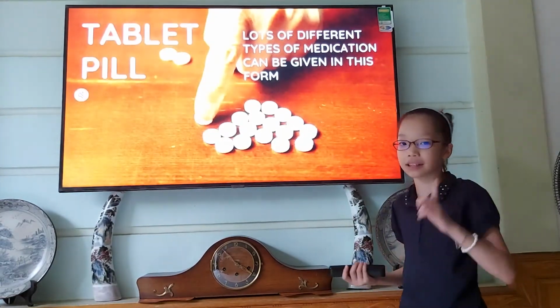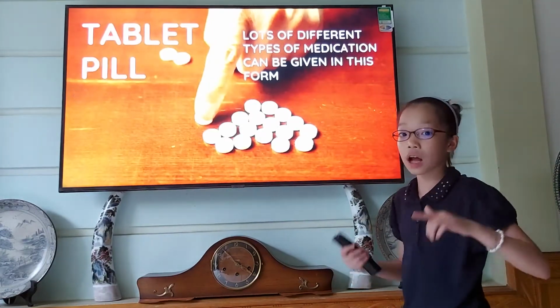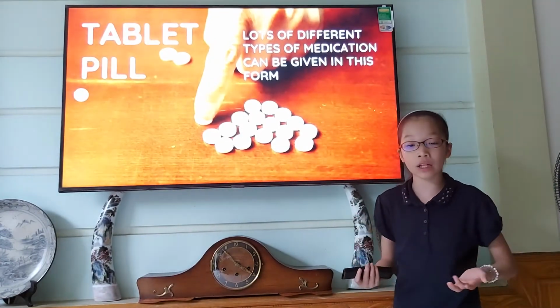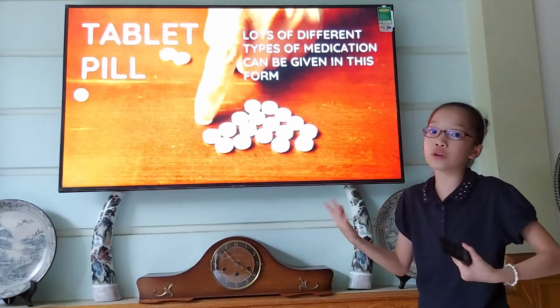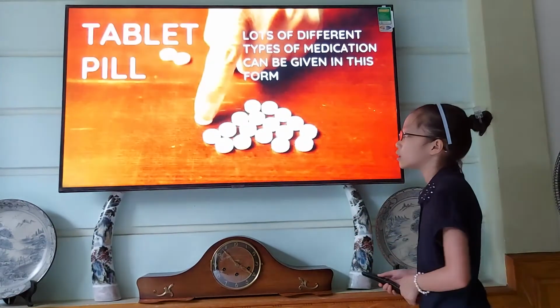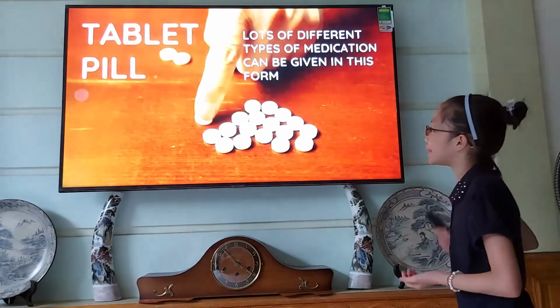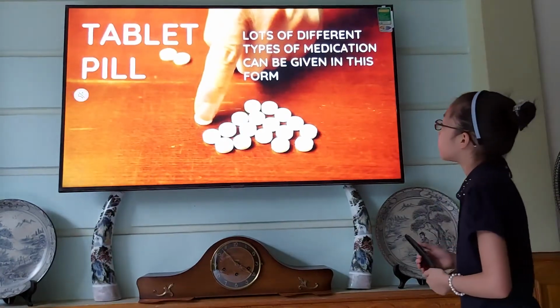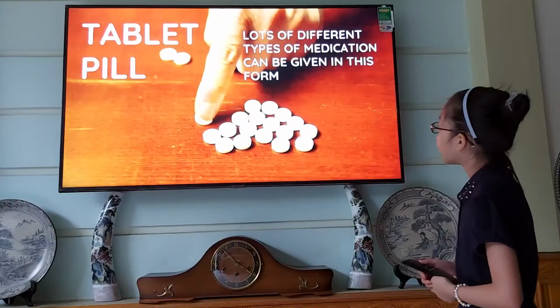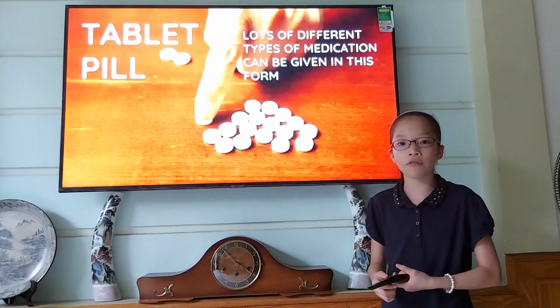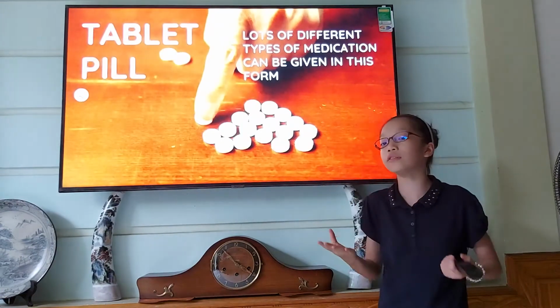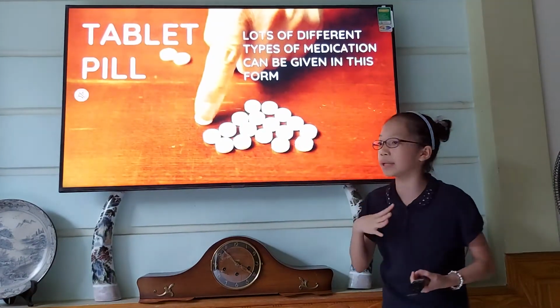Here is another kind of medicine, a tablet or a pill. Pill, remember to pronounce it correctly. Pill, not bill. If you say bill, it will be a different word, like electricity bill or rent. So you should say pill. Lots of different types of medication can be given in this form. A pill or tablet is often a circle shape or an oval shape. So here is tablet or pill.